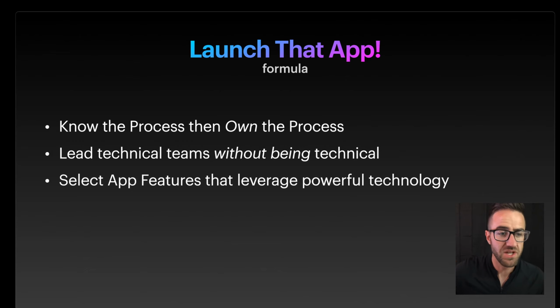Another part of the formula is that you need to select app features that leverage powerful technologies. And what I mean here is existing technologies. That makes things easier for you, makes it easier for the developer, and it makes it easier for your customers because you're using things that are familiar, but you're using them in a new, unique, combined way. I think back to the very first iPhone, and if you look at the components that went into that first iPhone, none of it was invented, right?